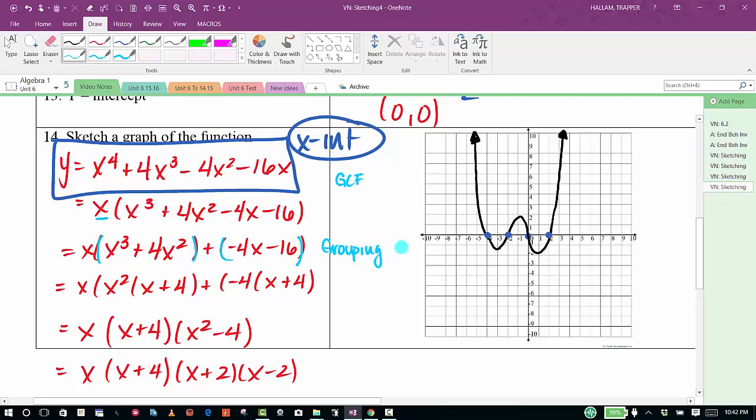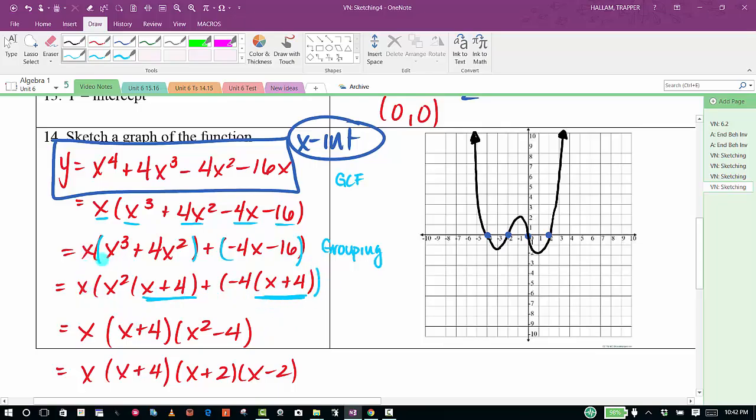It will work for cubics here. I made 2 terms, this term and this term, into their own group, and I made this term and this term into their own group, and then I GCF'd them. So what's common between x cubed and 4x squared? Well, there's an x squared, and that's x plus 4 left over. What's common between negative 4x squared and negative 16? Well, I took out a negative 4, and you can see that if we're doing our traditional grouping factoring, that's the common term between them.